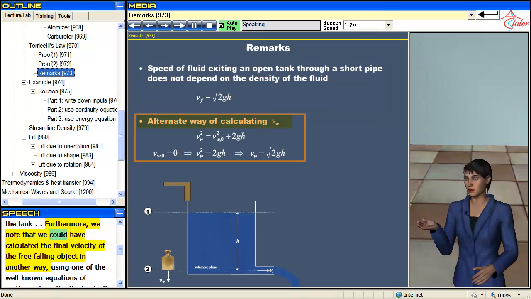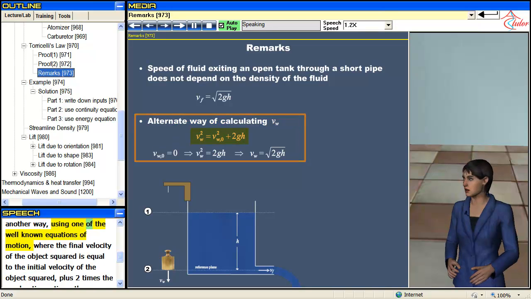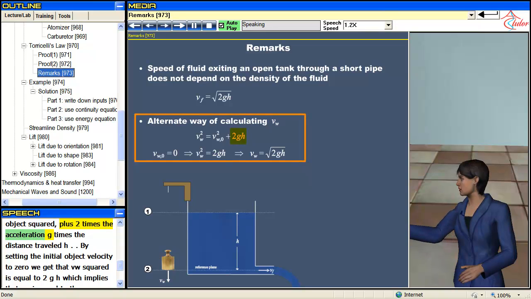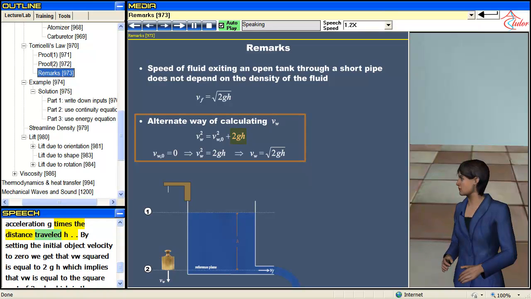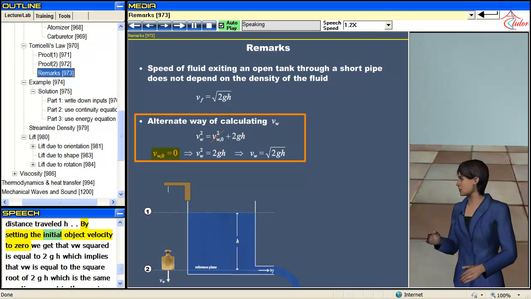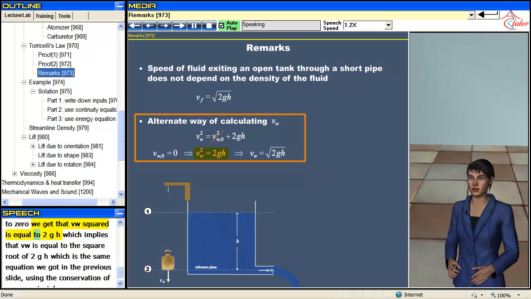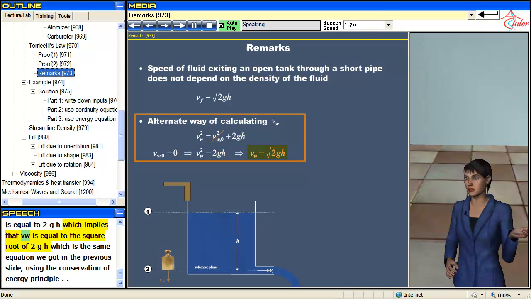Furthermore, we note that we could have calculated the final velocity of the free-falling object in another way, using one of the well-known equations of motion, where the final velocity of the object squared is equal to the initial velocity of the object squared, plus 2 times the acceleration g times the distance traveled h. By setting the initial object velocity to 0, we get that Vw squared is equal to 2gh, which implies that Vw is equal to the square root of 2gh, which is the same equation we got in the previous slide, using the conservation of energy principle.